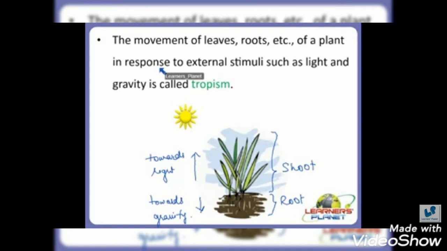A plant can be divided into a shoot and a root. Is it clear? Shoot will always grow towards light. That is also a movement. Root will always grow towards gravity. That is also a movement. So even plants are showing movement. Shoot is growing towards light and root is growing towards gravity. That is also a movement shown by the plants.